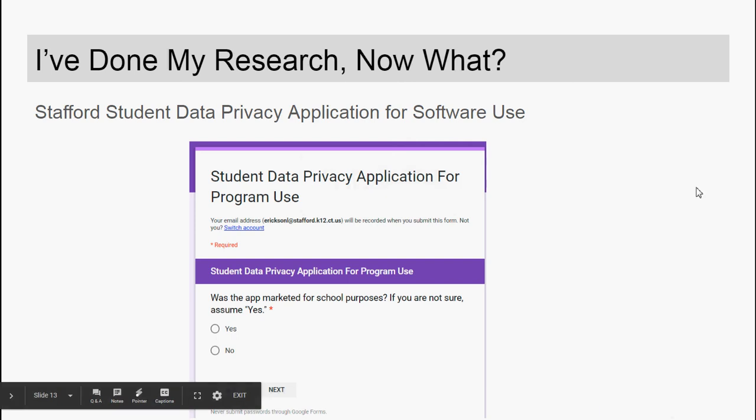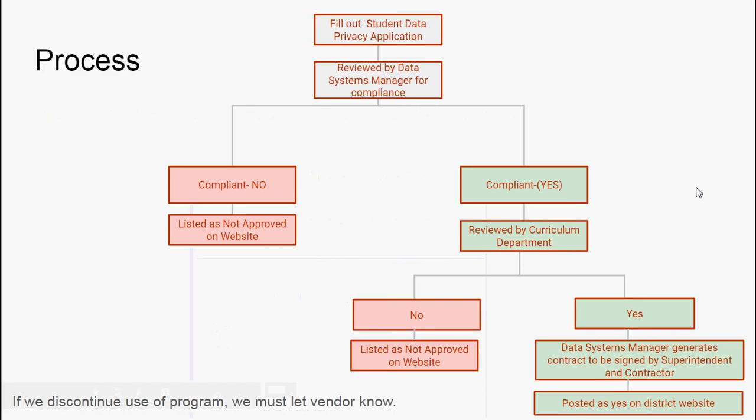You've filled out the application, now what? This is the process. Once you've filled out the student data privacy application, it is then reviewed by the Data Systems Manager for compliance. The Data Systems Manager determines whether it is compliant or not. If it is not compliant, the site that you'd like to use is listed as not approved on our website, and we're not allowed to use it.